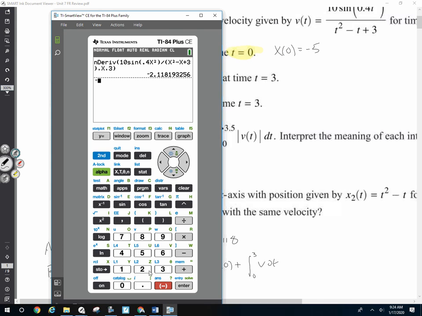negative 5 plus Math 9, the integral of 10 sine 0.4 x squared divided by x squared minus x plus 3, close parentheses, with respect to x from 0 to 3. Okay, I get negative 1.760.